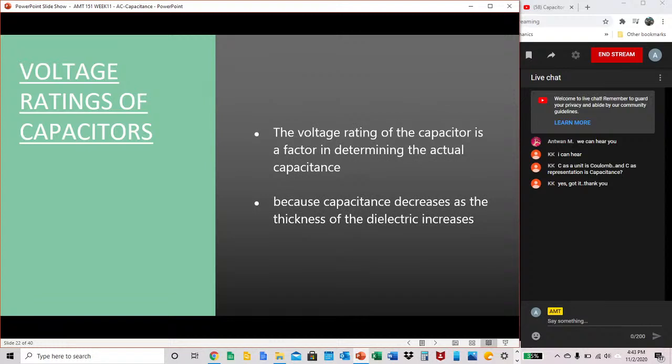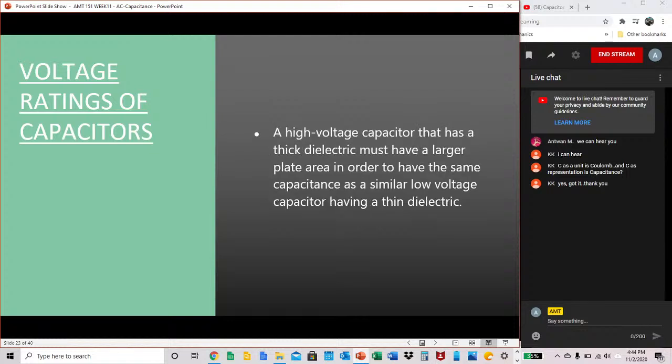The voltage rating of the capacitor is a factor in determining the actual capacitance, because capacitance decreases as the thickness of the dielectric increases. A high voltage capacitor that has a thick dielectric must have a larger plate area in order to have the same capacitance as a similar low voltage capacitor having a thin dielectric.